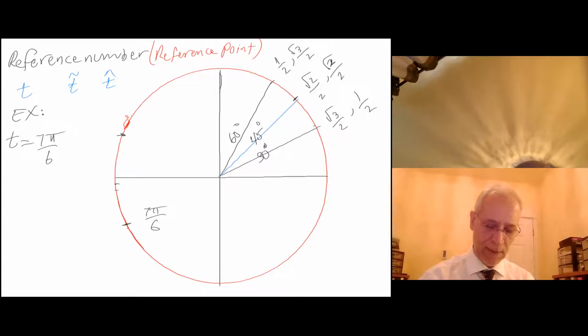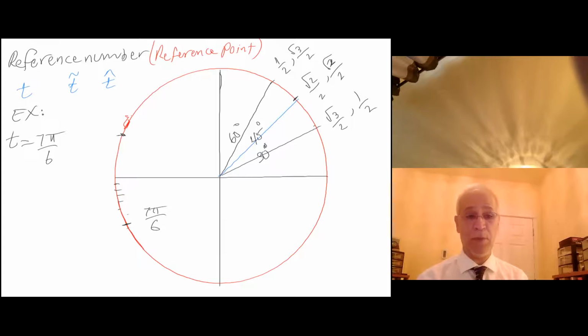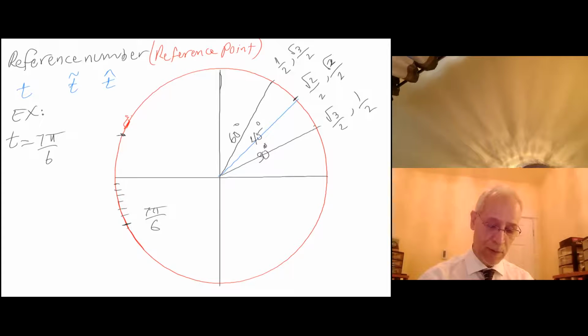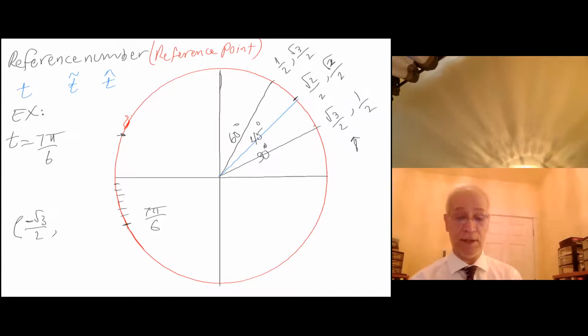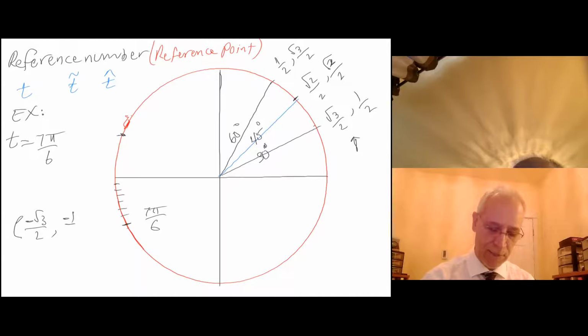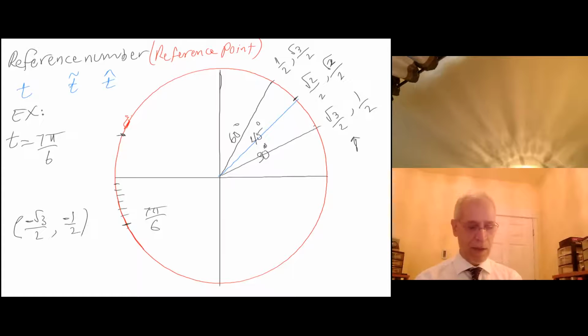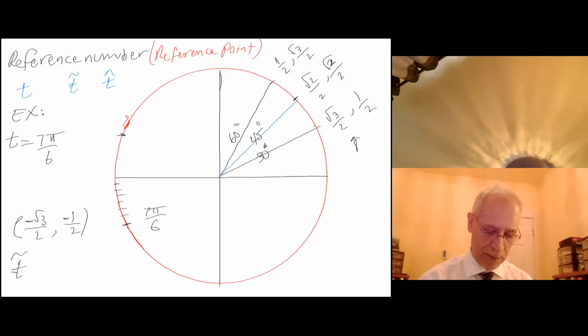What's the nearest distance to the x-axis? Again, it's π/6. So I'm going to look up here for π/6 and say that the cosine value for this is going to be -√3/2, because in quadrant three, cosine is negative and sine is negative. And how can I show that in terms of algebra? I can say that t tilde equals 7π/6 minus pi, and that gives me just again π/6.